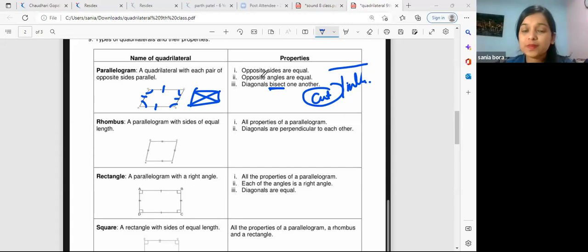Okay. So bisect is basically dividing it into two equal parts. Bi means two. Sect means sector. Right? So bisect means cutting it into two equal parts. Then second is rhombus.